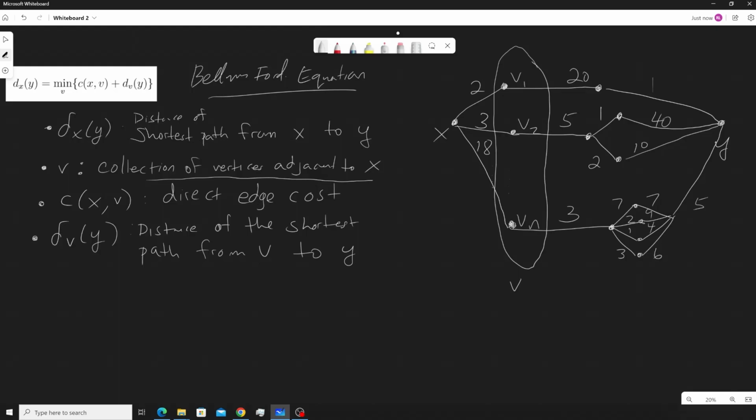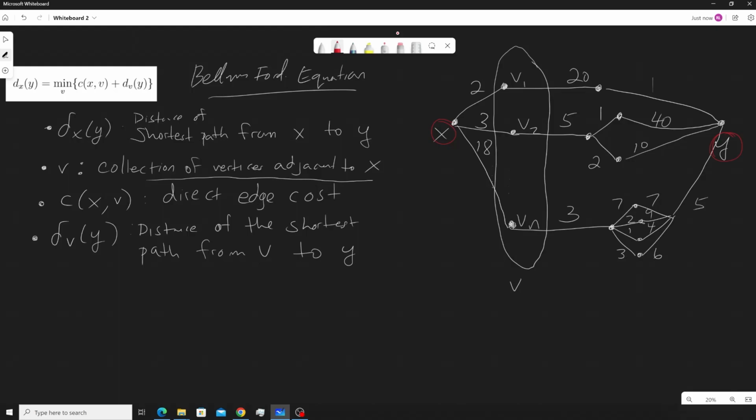Okay, so let's step through this example to sort of try to explain this Bellman-Ford equation. Okay, so our goal to find the shortest distance from x to y is to choose the v. Over here we have 3 choices, but you can imagine that in a different example we can have a lot more than 3 choices. Choose v such that we minimize this formula.